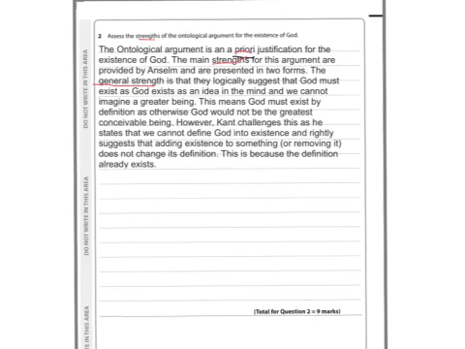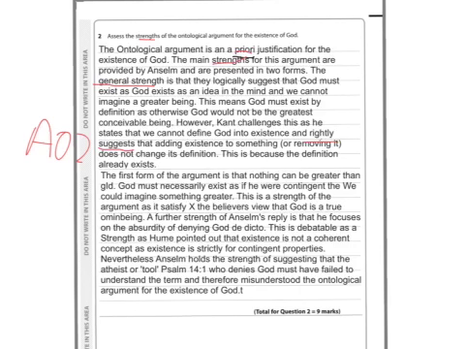And now we're moving into AO2 when we use a challenge to this. However, Kant can challenge this as he states that we cannot define God into existence. And rightly, now I'm putting that word there, rightly, suggests to show my judgment. So I'm suggesting Kant is correct in this challenge, and the strength of that part of the ontological argument fails. Adding existence to something or removing it does not change its definition. This is because the definition already exists. So I think this is a decent first evaluative paragraph, but we need to move to a second in order to get full credit.